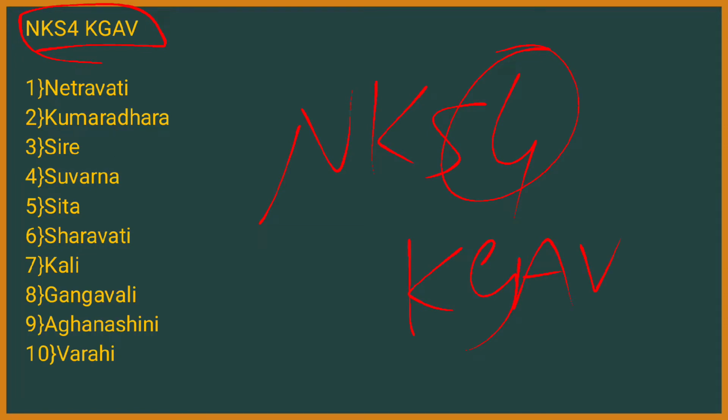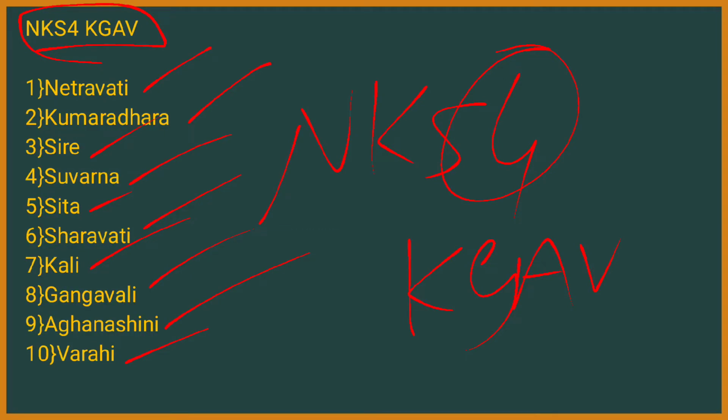These are nothing but the west flowing rivers that originate in the west and they flow in the west of Karnataka. First one is Netravati, Kumaradhara, Sire, Suvarna, Sita, Sharavati, Kali, Gangavali, Aganashini and Varahi. These are the major rivers that are flowing in the western parts.